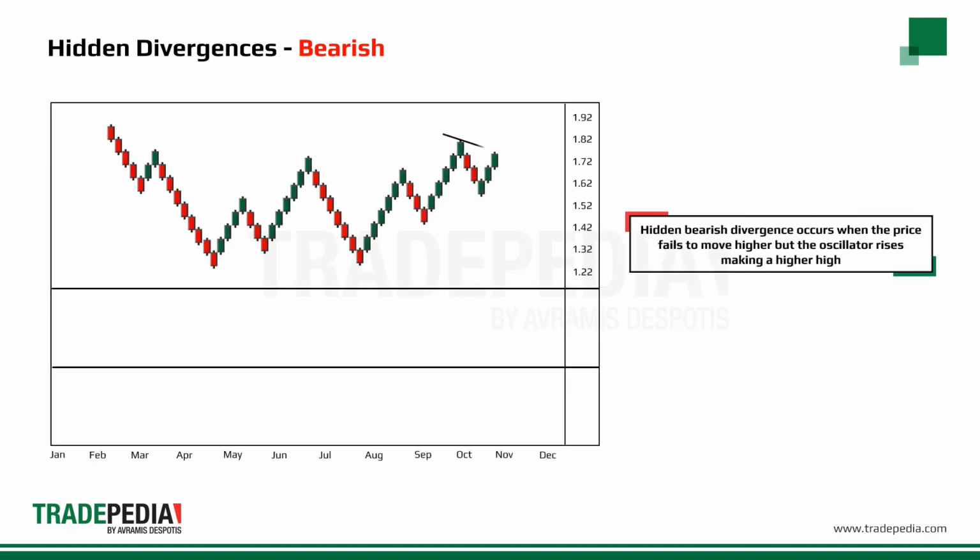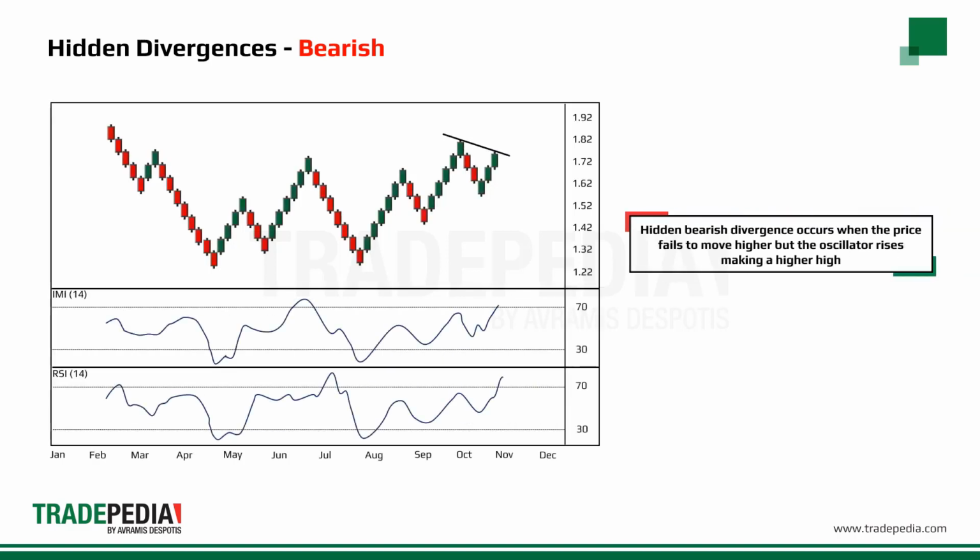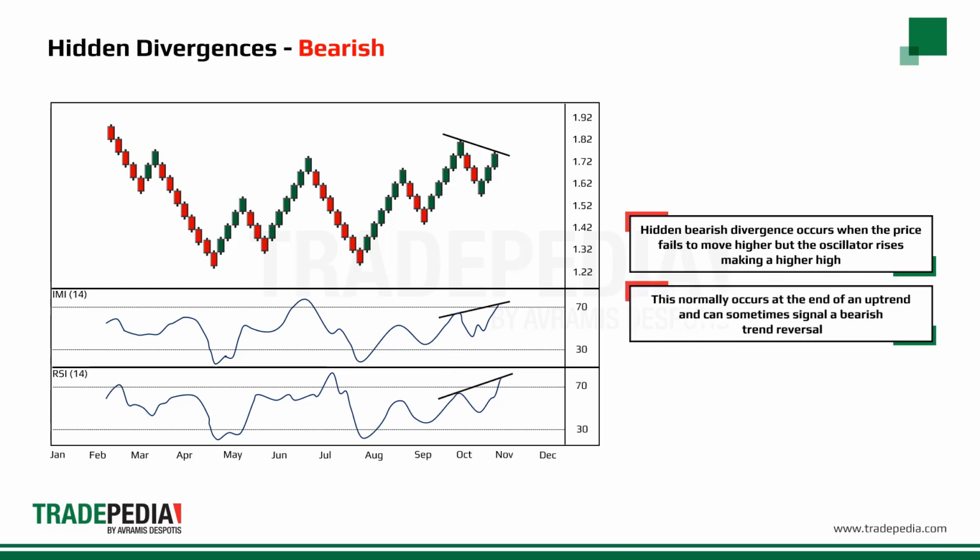A hidden bearish divergence occurs when the price fails to move higher, but the oscillator rises, making a higher high. This normally occurs at the end of an uptrend and can sometimes signal a bearish trend reversal.